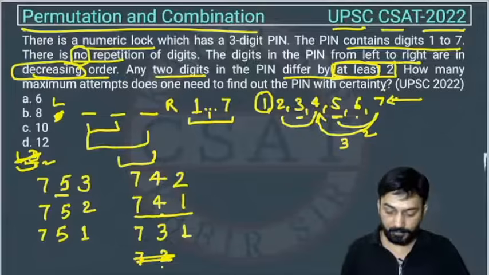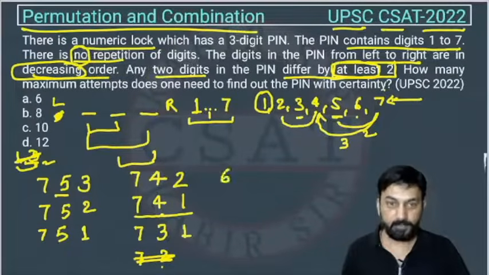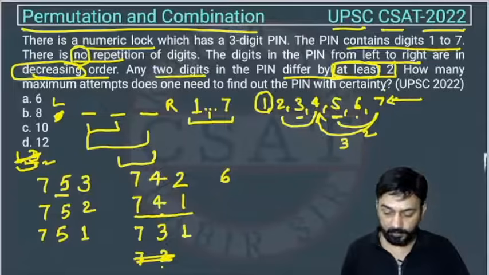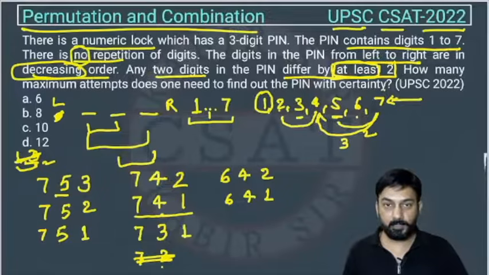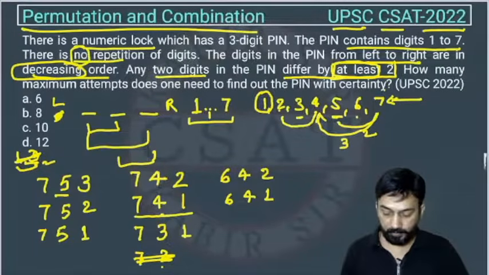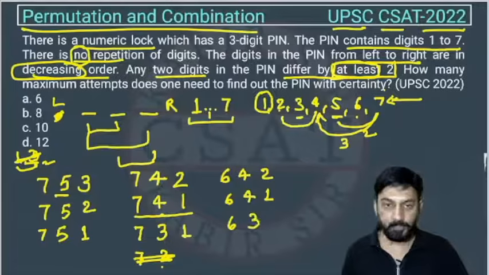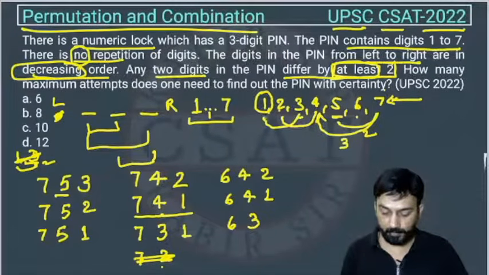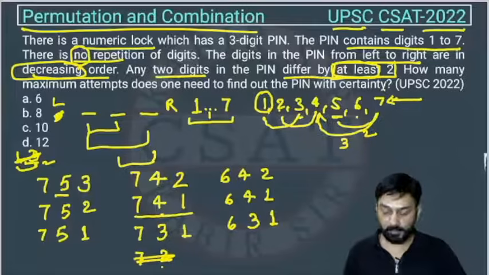Now if we are not starting with 7, the password can start with 6. If the password is starting with 6, the next digit will be 4, and after 4 the next digit will be 2. Now suppose we keep 6 and 4 constant, and I'm not taking 2, I'm taking 1. There is no other possibility with 6, 4. Now we will try 6, 3. After 3 the next can be 1 only. So with 6, 3 there is no other possibility.